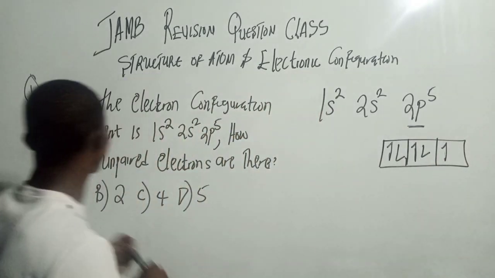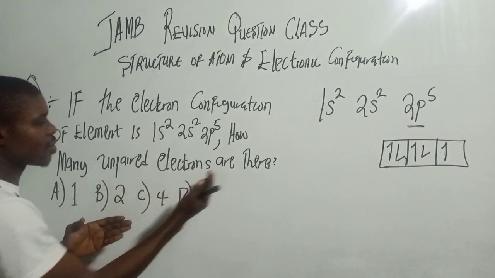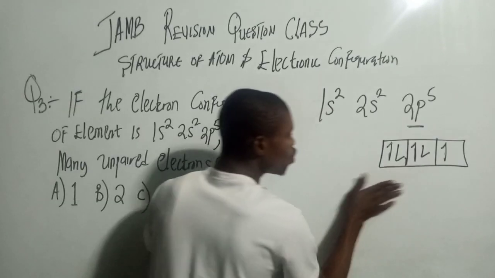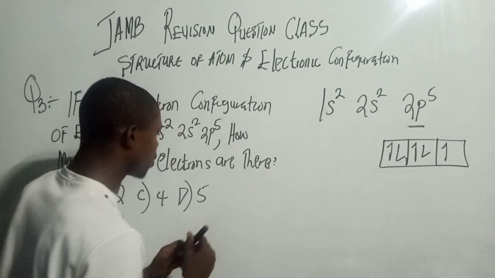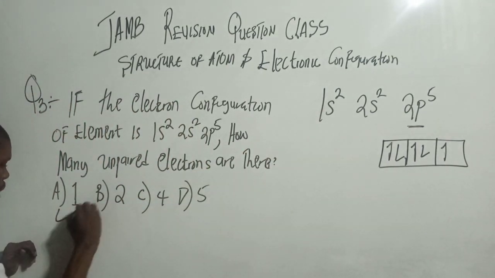Now let's look at the question again. Say if the electron configuration of the element is this, how many unpaired electrons are there? Because here we have two paired and one unpaired, we're talking about the unpaired. So how many unpaired electrons do we have here? One, which is A.